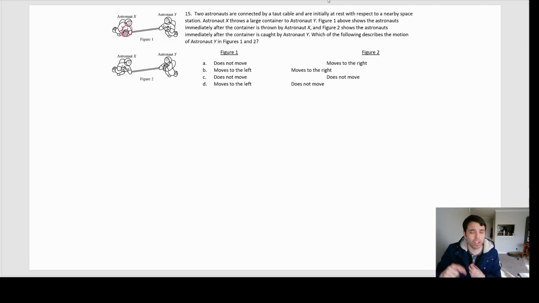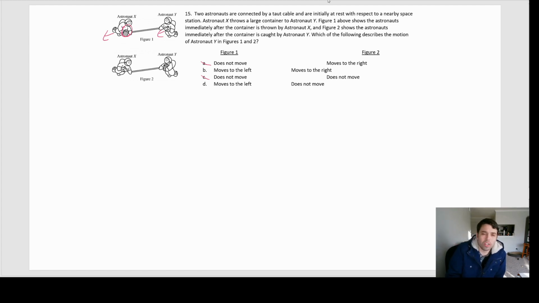Well, if astronaut X throws the can forward, he's going to move backward, right? He has to, because that's how it works. He throws it forward, he moves backward. Conservation of momentum. But there's a rope tied between them. So the moment that astronaut X moves to the left, that rope is going to pull astronaut Y to the left also. Astronaut Y will move to the left a little bit right after astronaut X throws the can, because momentum is conserved. So we can rule out A and we can rule out C. Now let's look at between D and B.